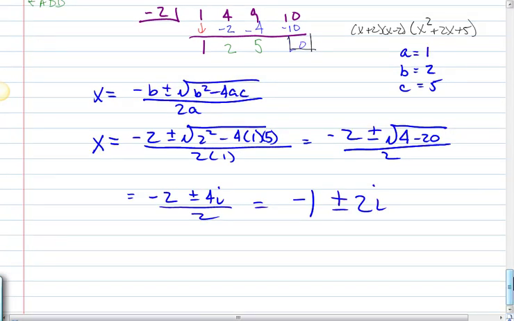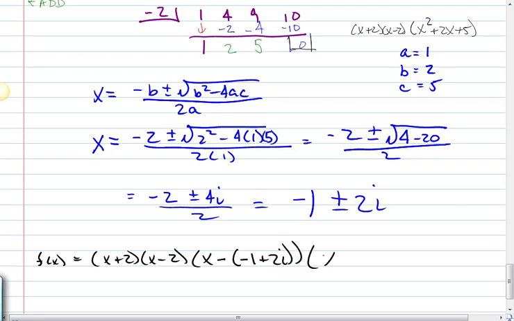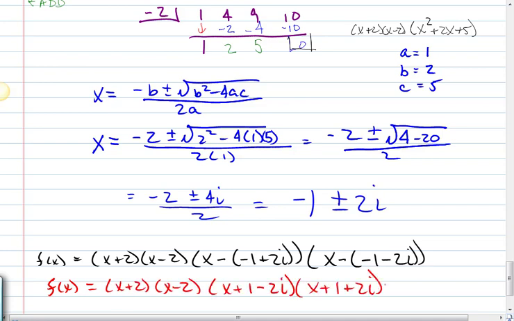When we look at our zeros now, we're looking at f of x equals x plus 2 times x minus 2 times x minus negative 1 plus 2i, and x minus negative 1 minus 2i. We don't want to leave all these parentheses here, so what we would do is rewrite this as f of x equals, distributing the negative, and there is the completely factored form with real and imaginary factors. If I only wanted the real factors, I would have stopped right there.